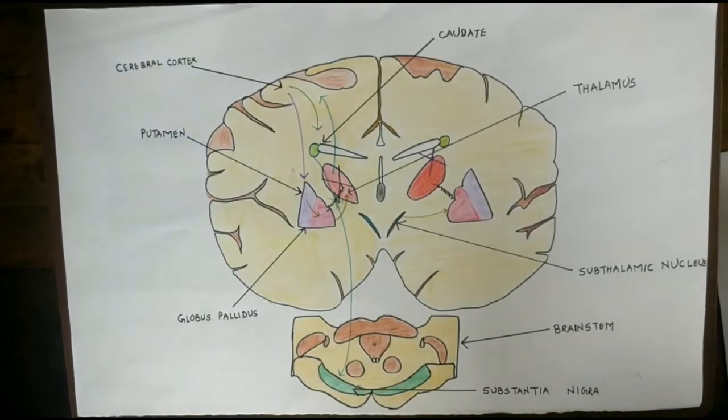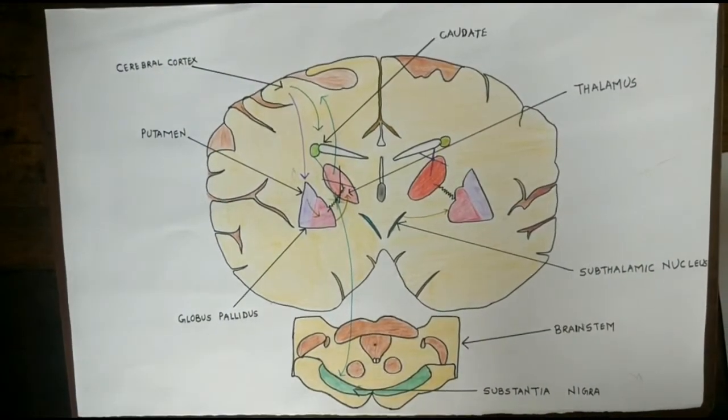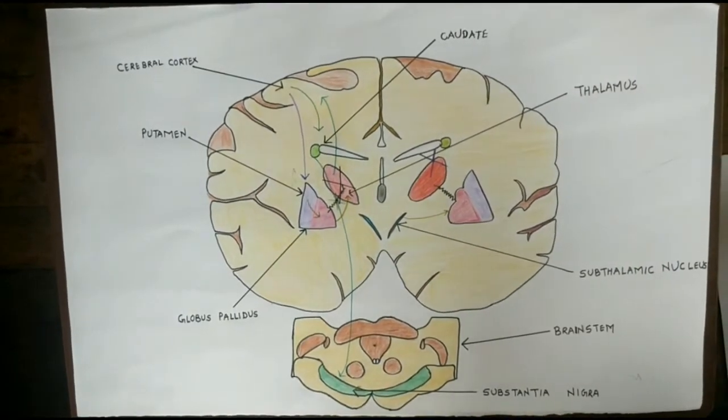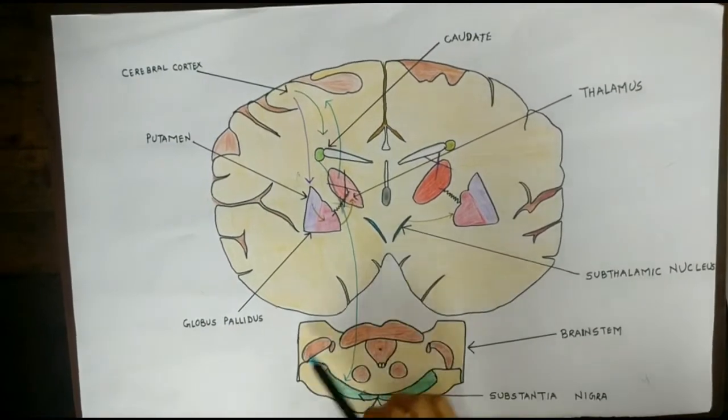Thus, basal nuclei control muscular movement by influencing the cerebral cortex and have no direct control through descending pathways to the brainstem and spinal cord.